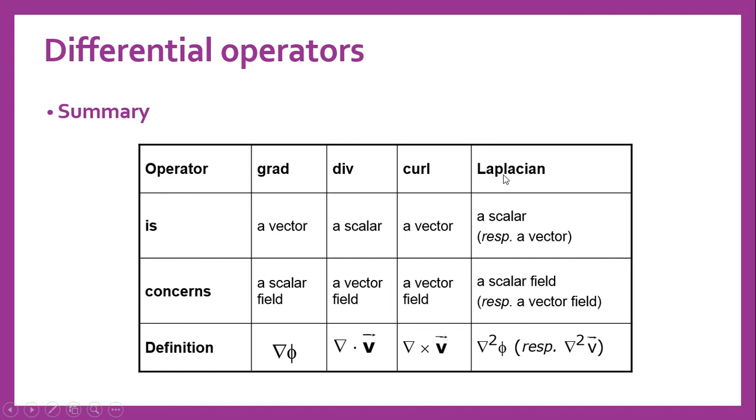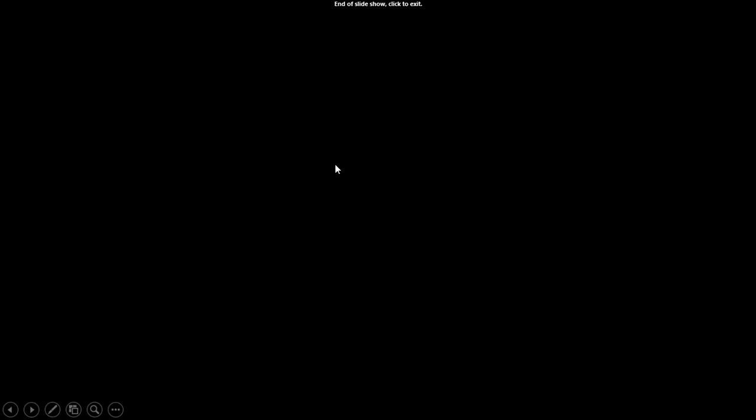But the Laplacian has two special cases. It can operate on a scalar as well as a vector. If it operates on a scalar, the answer will be a scalar. If it operates on a vector, the answer will be a vector. So the formulas are: for gradient, del phi; for divergence, del dot V, some vector; for curl, del cross some vector; for Laplacian, del square of some scalar quantity phi or del square of some vector quantity V. In this last row, phi represents the scalar and V represents the vector. So I think you understand very well. If you have any doubt, you can ask me.